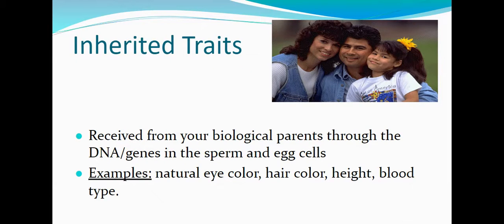Let's focus on inherited traits. Inherited traits are traits received from your biological parents through the DNA or genes in the sperm and egg cells. Examples of inherited traits would be natural eye color, hair color, height, and blood type. If you look at the picture of the family in the top right corner, you can see that the little girl got a lot of her traits from her mother and her father. Her hair color is the same, her eye color is the same, as well as her skin color. She looks like her biological parent.